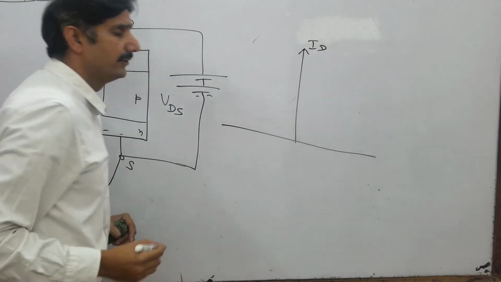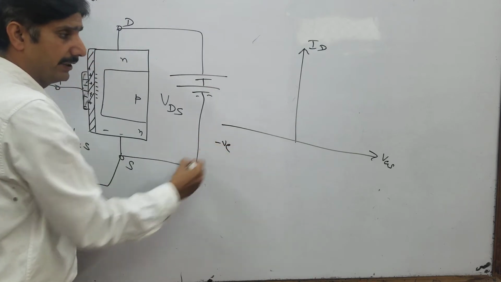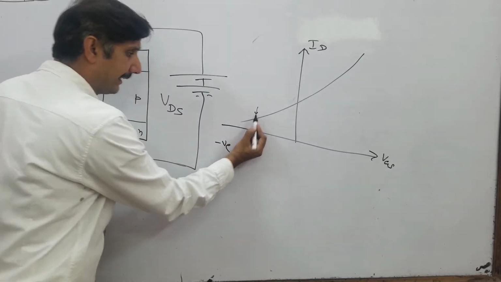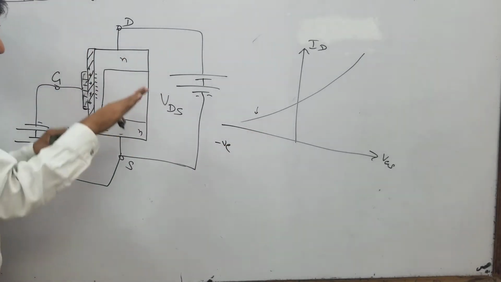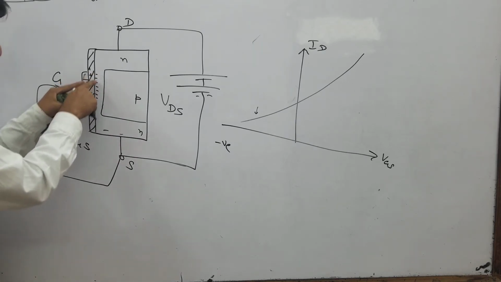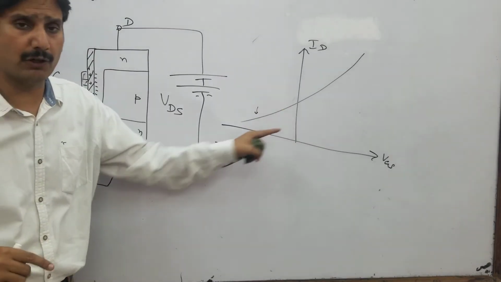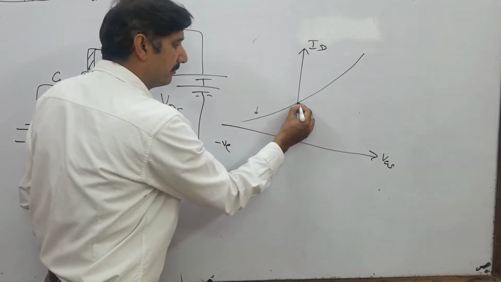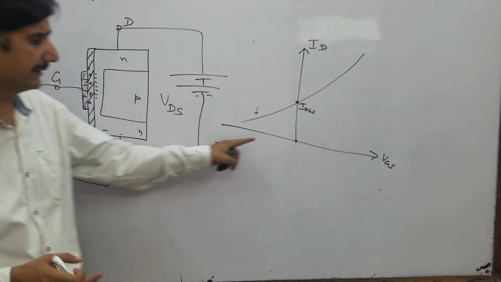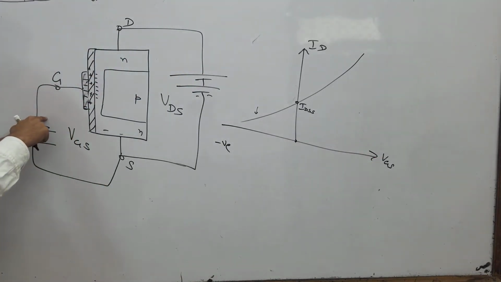If you draw drain current with VGS, so if VGS is negative, you get a graph something like this. If VGS is negative, it will try to reduce the current. The more negative voltage applied over here, the more will be the repulsion for the incoming flowing electrons, and the lesser would be the current. The current will fall. And at VGS equal to 0, this is termed as IDSS, the drain to source saturation current. Now as you increase, if you apply positive voltage over here, what will happen?